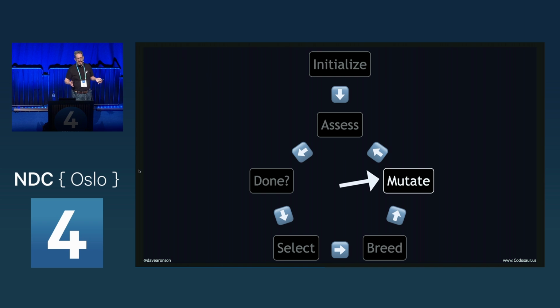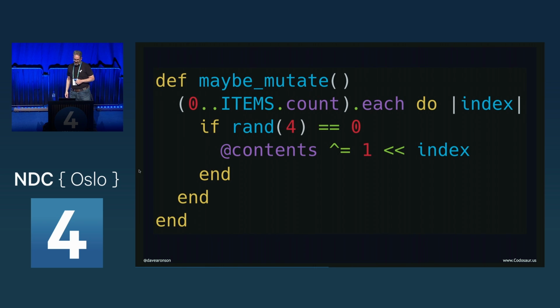And again, I'm going to keep it very simple. I'll just give it a 1 in 4 chance of flipping each gene, and in code that would look like this. We iterate through the item numbers, and if a random number from 0 to 3 is a 0, we flip that bit. As usual, we could get as complex as we want, like having some genes more likely to mutate than other genes, or having a minimum or maximum number of mutations per candidate, or all kinds of other complications.